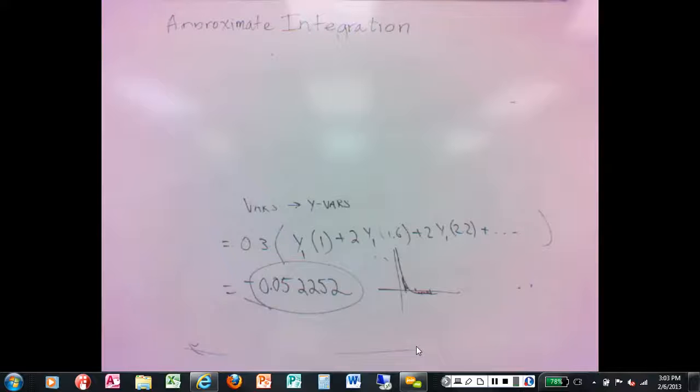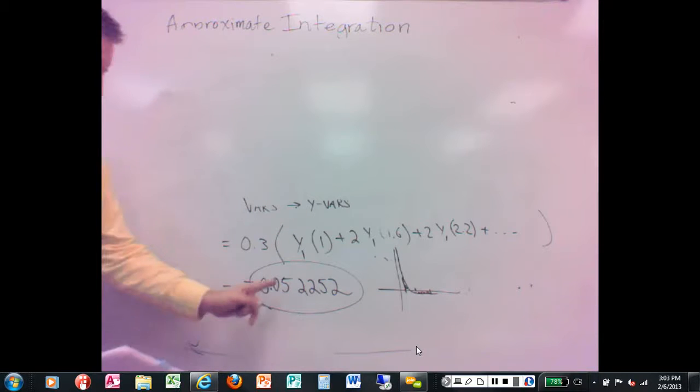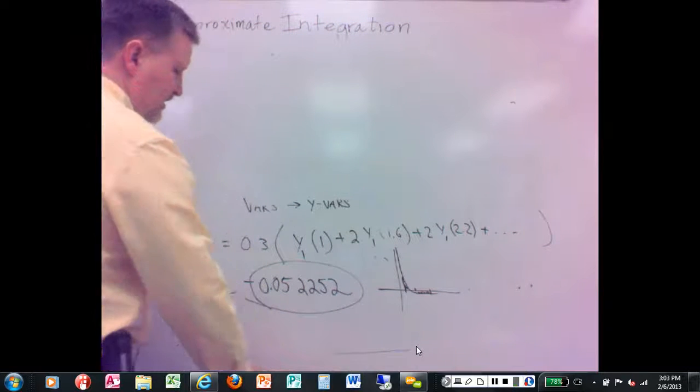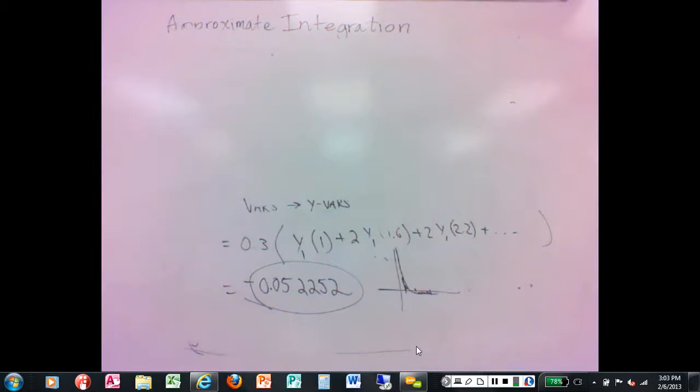You had the right answer. 0.05. All right. Okay, so yeah, that one should be 0.005, which, yeah, it's not very much difference between the two. Okay. All right, then.